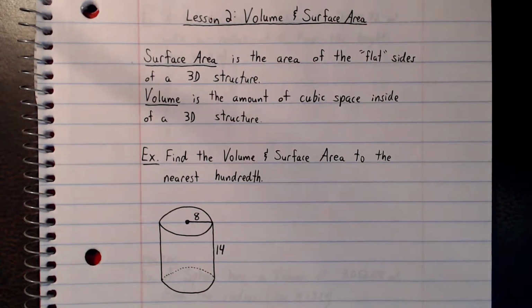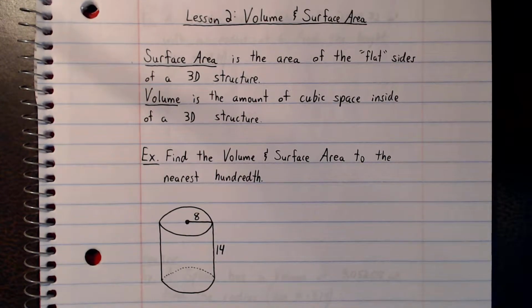Alright, welcome everybody to lesson number 2, which is going to talk about volume and surface area. Both of these things, the formulas for volume and surface area, all of the figures that you're going to need are on the pink sheet that I give out in class. If you don't have one, go to the website and print it out underneath the Unit 9 documents. You're going to need that.